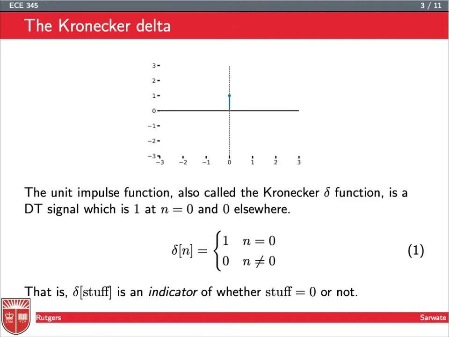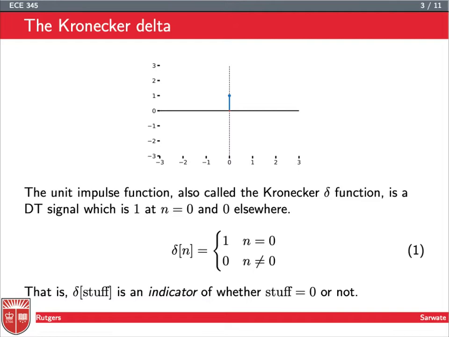More generally, if you have delta of n, or delta of something, the delta function says, check when the something inside the brackets is equal to 0. And when it's equal to 0, then the answer is 1, and otherwise it's 0. So that's why it's called an indicator function. It indicates whether the inside is equal to 0.